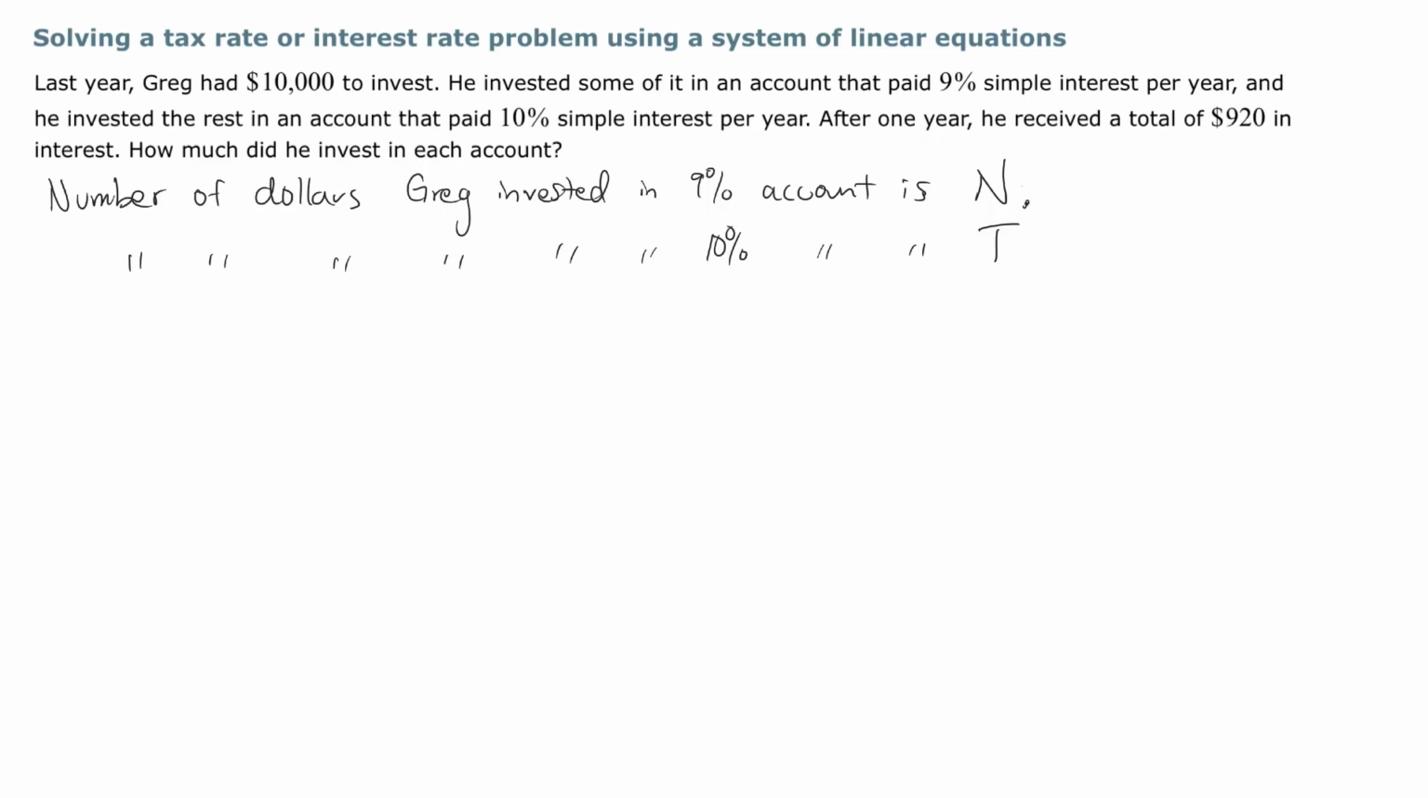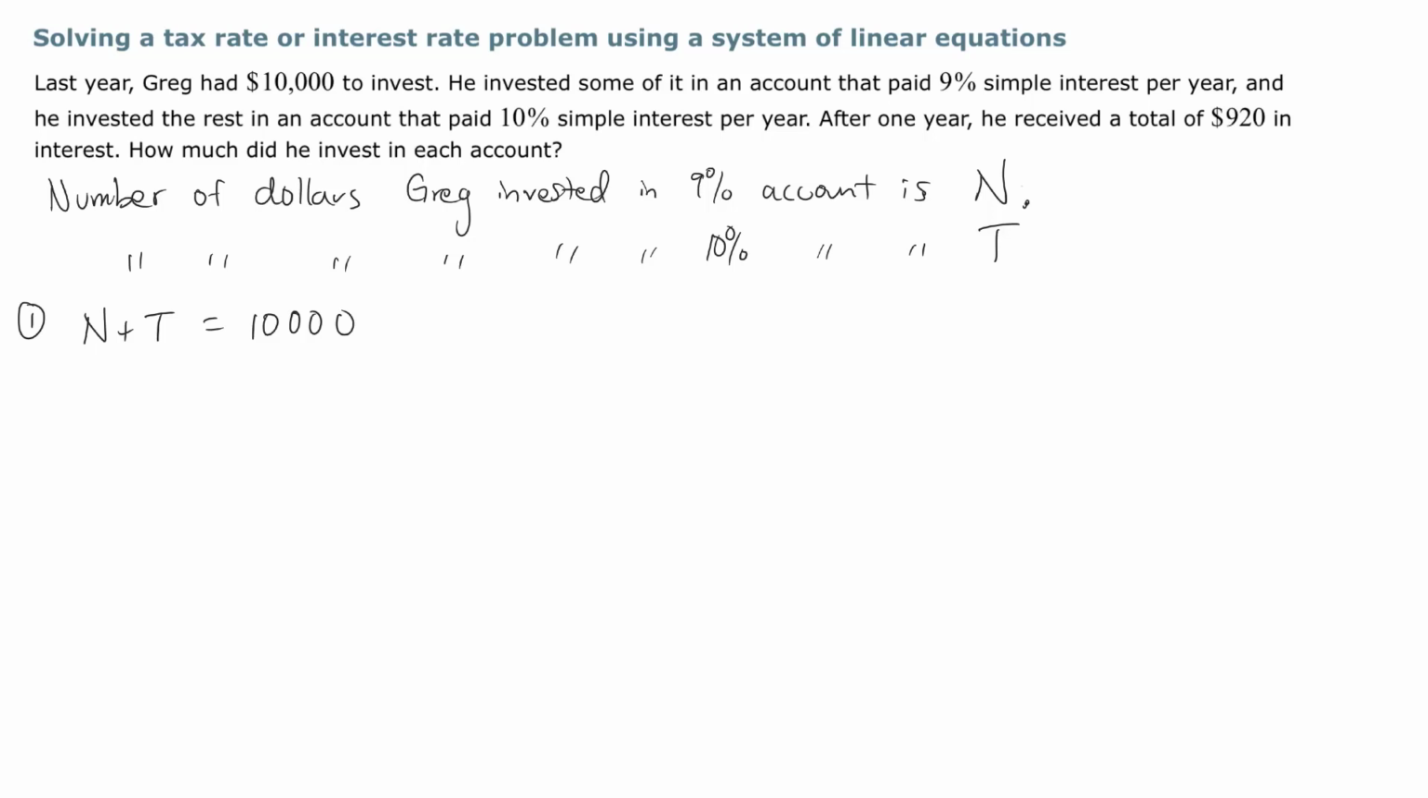After 1 year, he received a total of $920 in interest. Well, that was the percent. That's a percentage of how much he had actually invested. We do know the total amount that he's going to invest. So we know that n plus t will give you the total amount, and that total amount is 10,000. Let's call that equation 1.